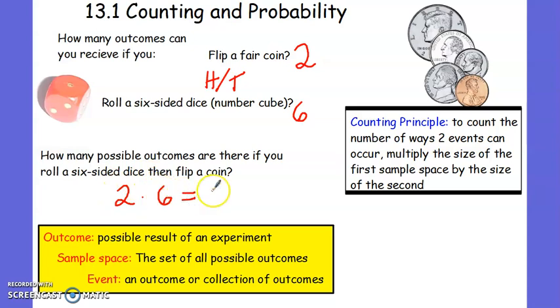Or 2 times 6 means there are 12 possible things that can happen if we flip the coin, heads paired up with 1, 2, 3, 4, 5, or 6, and roll that dice, or tails paired up with, again, the 1, 2, 3, 4, 5, 6. So again, there are 12 things that can happen. That counting principle is very helpful.